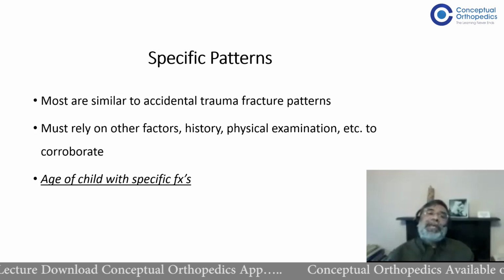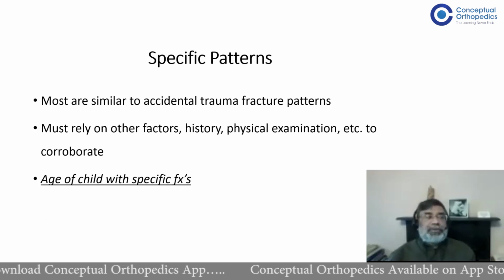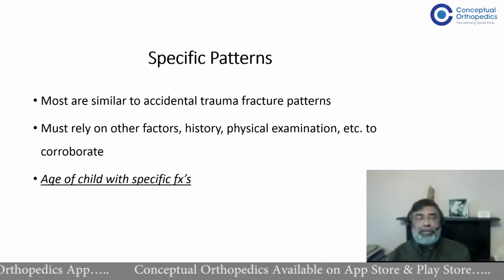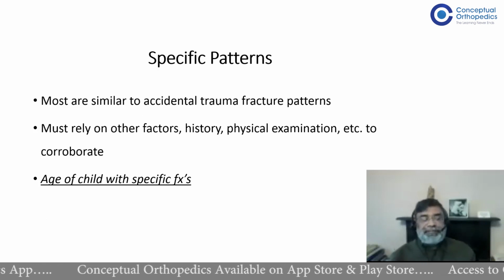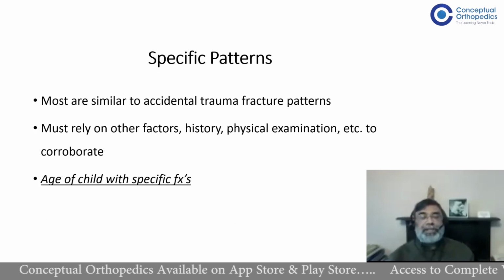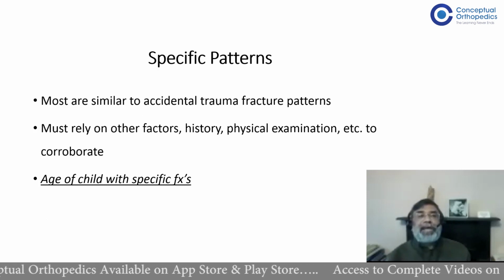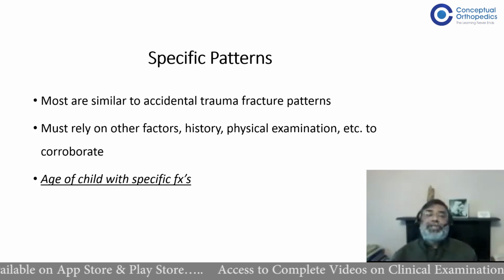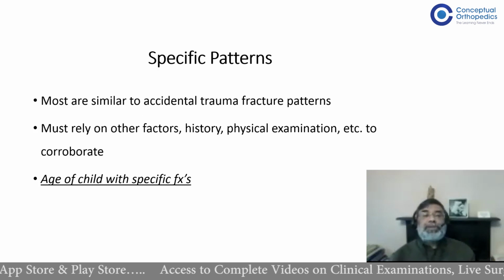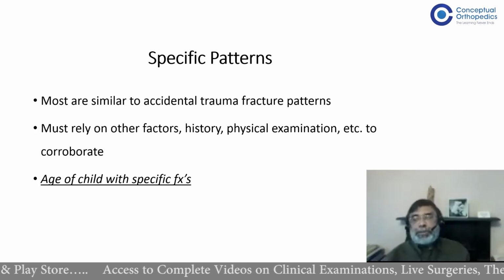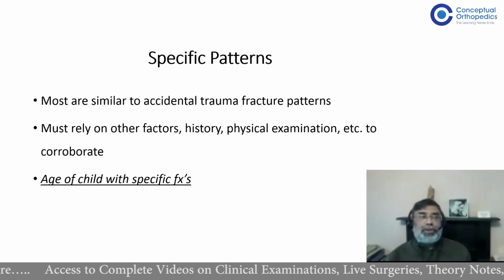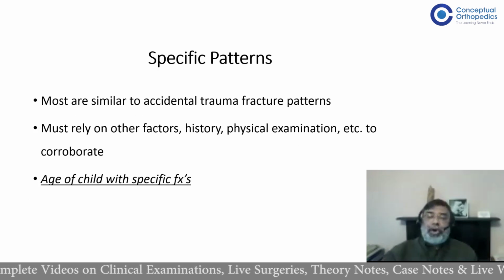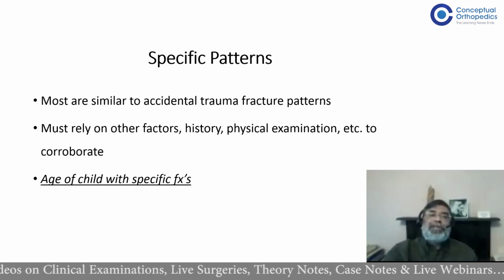Then we come to a specific pattern of examination. Actually, the commonest fractures are very similar to the common accidental injury. So although we will discuss some specific fractures with child non-accidental injury, commonly you see the common fractures. You must rely on other factors, your history and physical examination, to corroborate. So 2 and 2 must make you suspicious, that you're thinking this 2 and 2 is not matching 4, it is 5 or 3, and then you have to be suspicious of non-accidental injury and then look for the specific features.